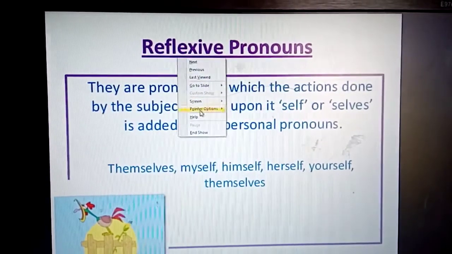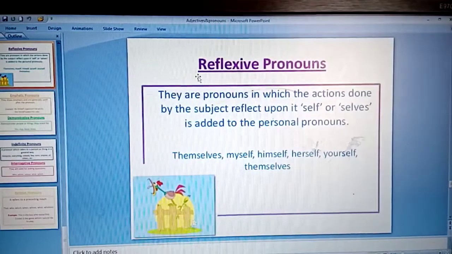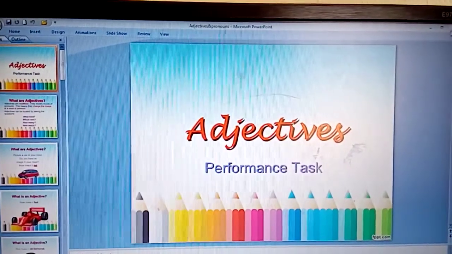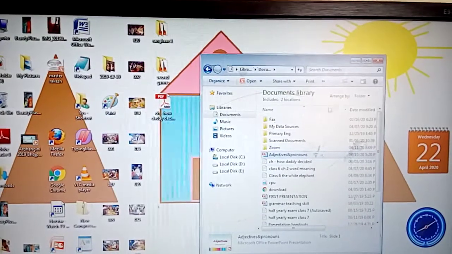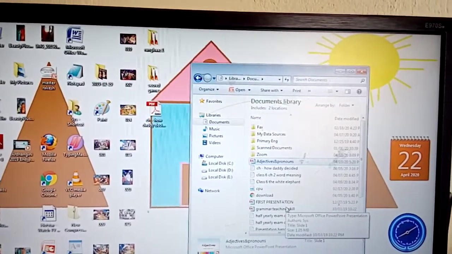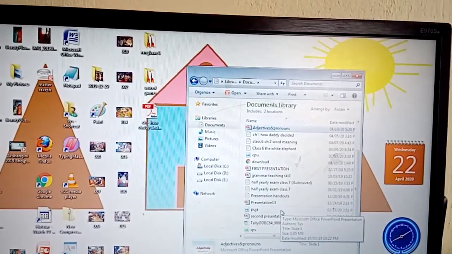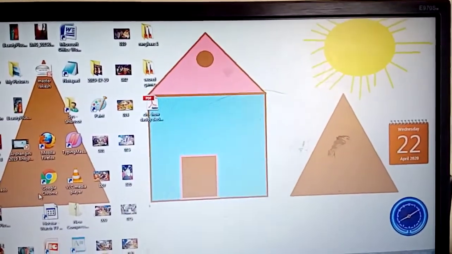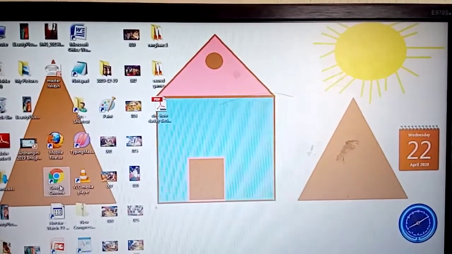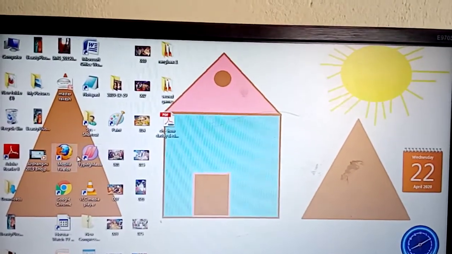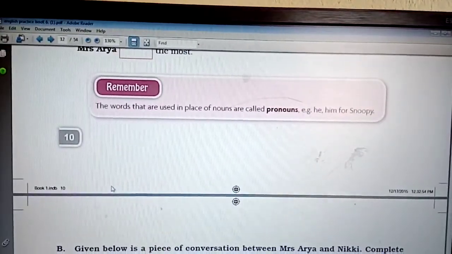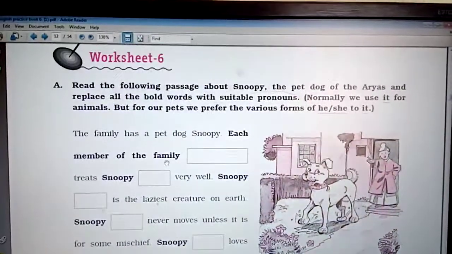So, come. Let us go to the worksheet from where we will understand the uses of emphatic pronoun and reflexive pronoun. See, this is worksheet number 6.